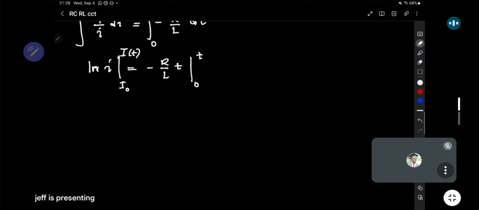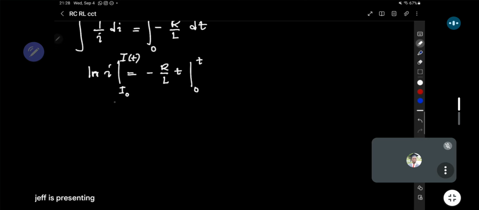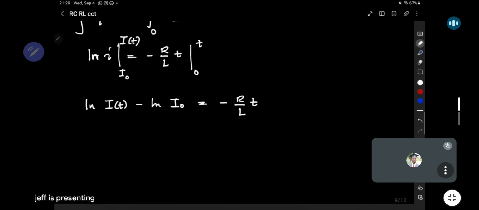So with this in mind, what happens? We want to find what I is. So of course, when we substitute the limits first, we can say this is going to be, the upper limit first, I at some time t minus ln the initial current we had at time equals to 0. On the right side, we're going to have minus R over L and then t, since when we put 0 for the second part, it's just going to be 0. So this will remain just like this.